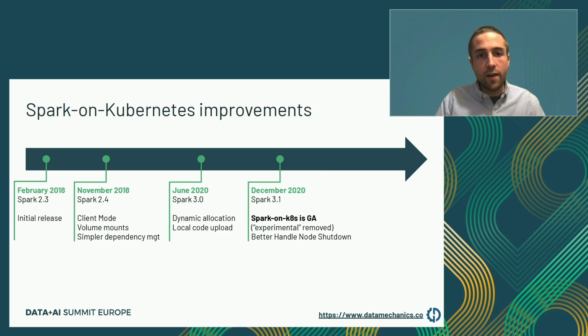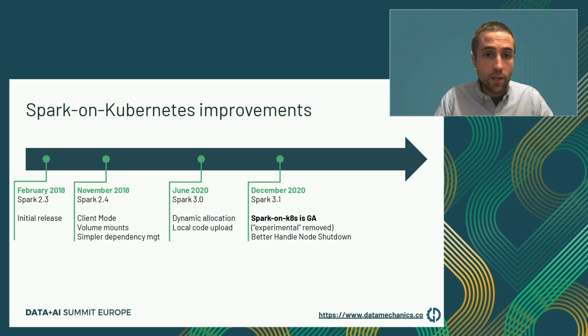So as you can see, Spark on Kubernetes has been getting much more mature in the past few years, and many companies are in fact using it in production. As a result, in the upcoming version of Spark, version 3.1, which is planned for December, the experimental label will be officially dropped from Spark on Kubernetes. So Spark on Kubernetes will be officially generally available.